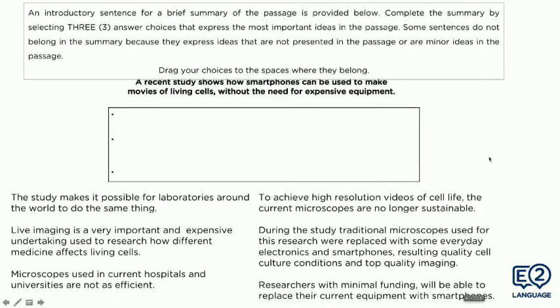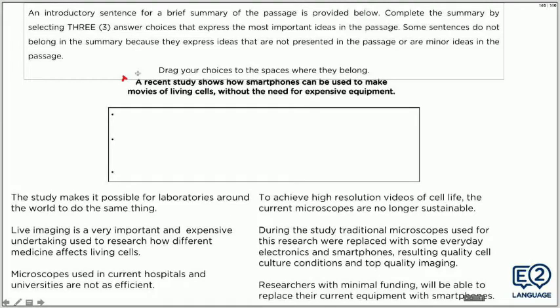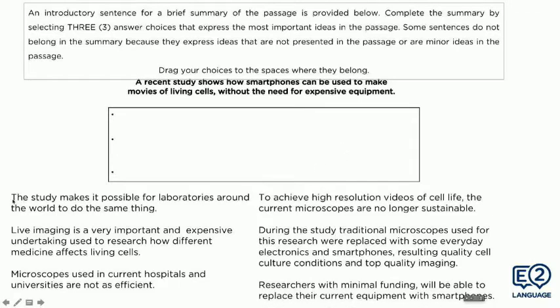Okay, let's move on. I want you to read this sentence here. A recent study shows how smartphones can be used to make movies of living cells without the need for expensive equipment. Fine, we've understood that. Now I want you to read these sentences down here, the 6 sentences. Let me just move this. And I want you to eliminate ones that were not mentioned in the text and are not mentioned in your notes. You can also use your memory to help you.